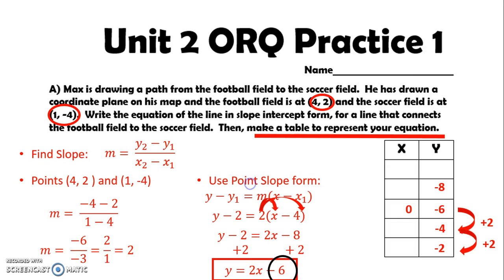Then I'm going to fill out the remaining top part of the table by working backwards. Now I'm going to do the x values. x is increasing by 1, so 0 plus 1 is 1, 1 plus 1 is 2, and then I'm going to fill in the rest of the table values. So this is the answer to A. You have your equation in slope-intercept form and your table.